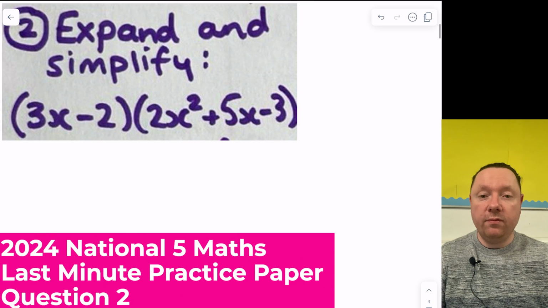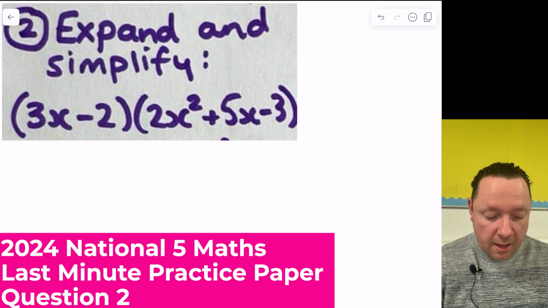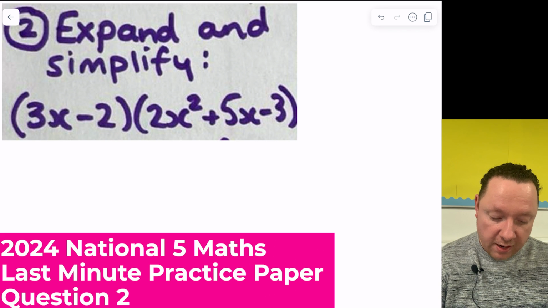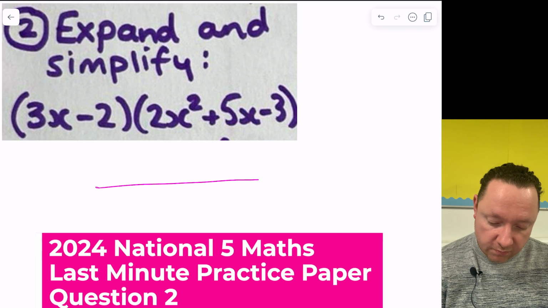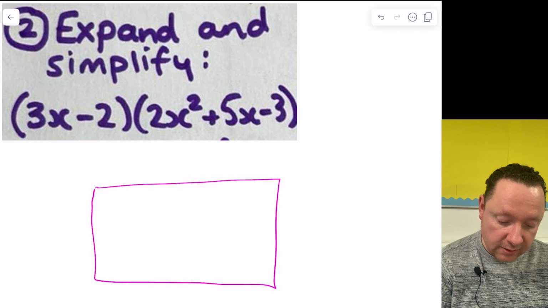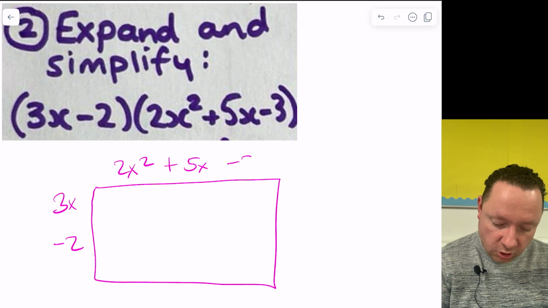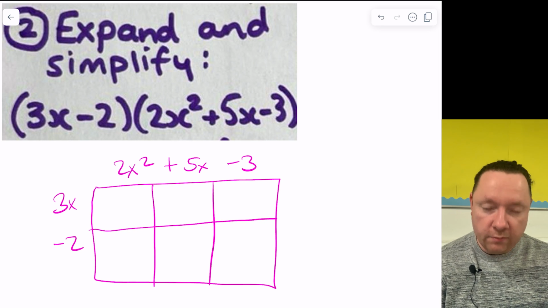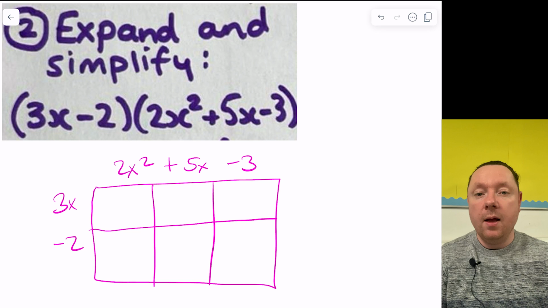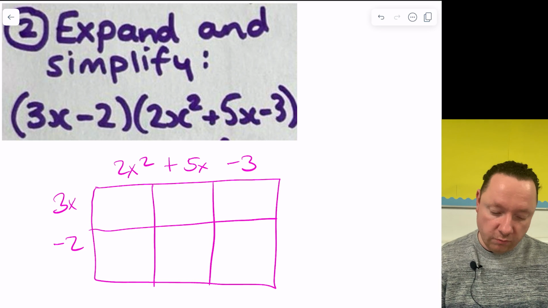Question 2 for National 5 Maths 2024 mock exam from Chris Smith. Expand and simplify this. So I always use a grid to expand and simplify brackets. 3x minus 2, 2x squared plus 5x minus 3. Now, if your teacher's taught you FOIL and you can't remember anything else, unfortunately FOIL will not work for this. FOIL only works for a bracket and a bracket when there's 2 things and 2 things.